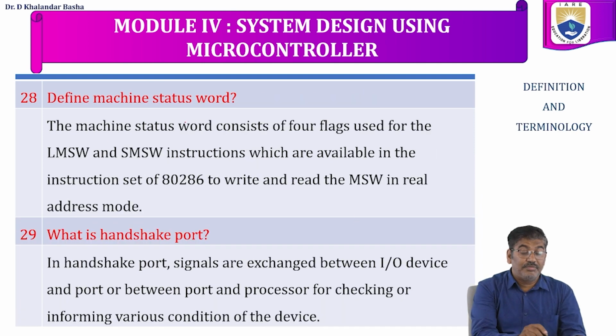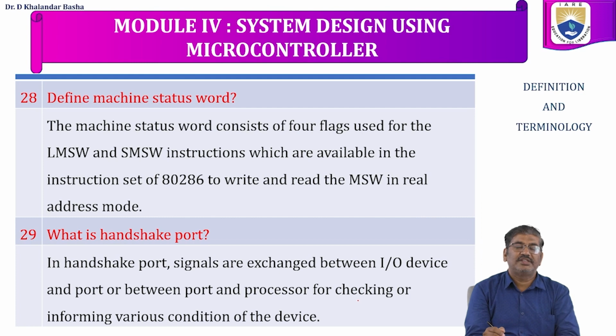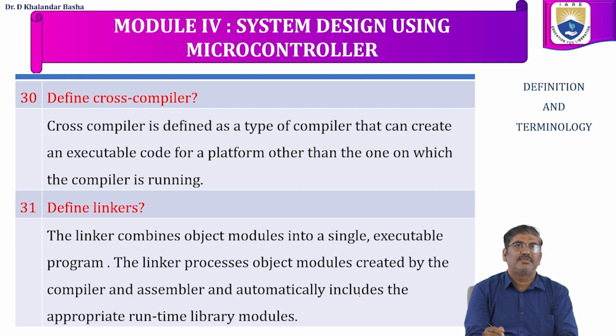Define machine status word. The machine status word consists of 4 flags used for the LMSW and SMSW instructions, which are available in the instruction set of the 286, and to read MSW in real addressing mode. What is handshake mode? In handshake mode, signals are exchanged between the IO device and port, or between the port and the processor, for checking various conditions of the devices.